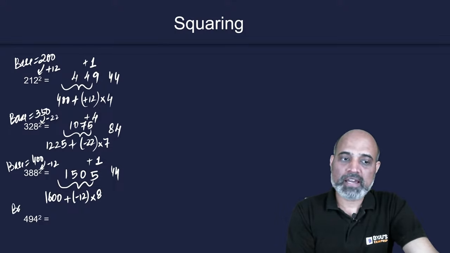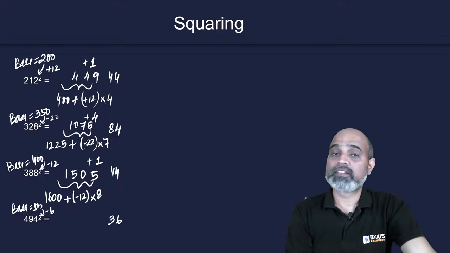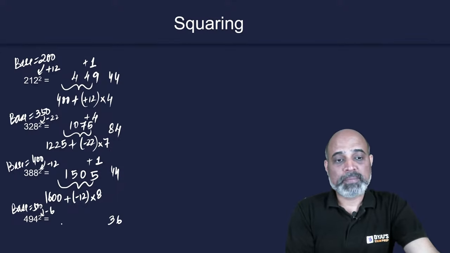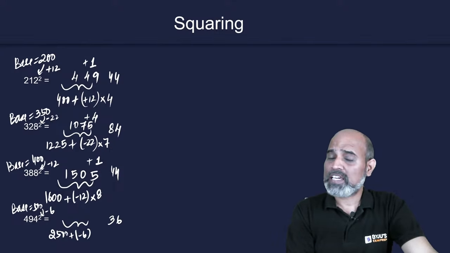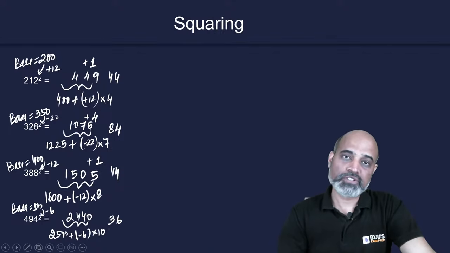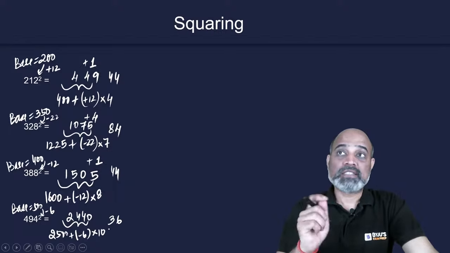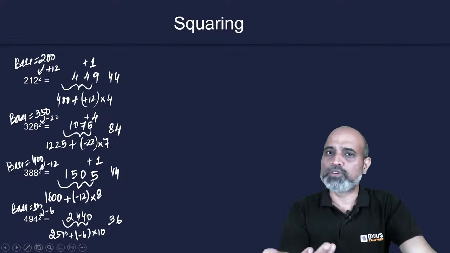We have to square 494. I'll choose the base as 500. It is 6 less than 500. So minus 6 squared is 36. No carry. Remaining will be 50 squared, which is 2500, plus this distance minus 6. How many times is 50 in 500? 10 times. So 2500 minus 60 will be 2440. So 244036 is the answer.